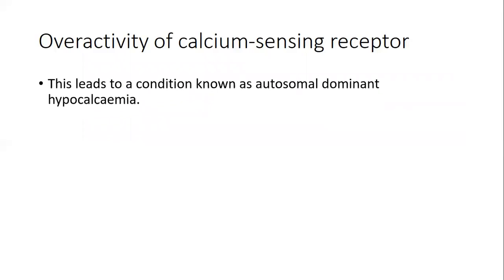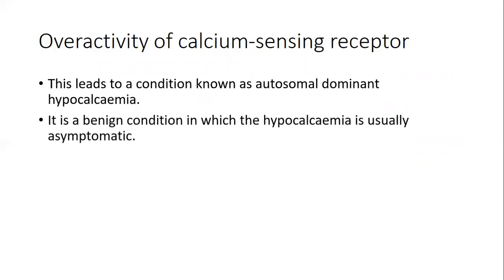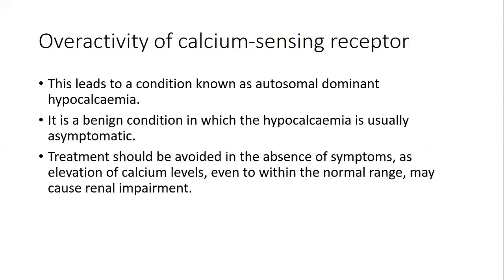Overactivity of calcium sensing receptors. This leads to a condition known as autosomal dominant hypocalcemia. It's a benign condition in which the hypocalcemia is usually asymptomatic. Treatment should be avoided in the absence of symptoms, as elevation of calcium levels, even to within the normal range, may cause renal impairment.